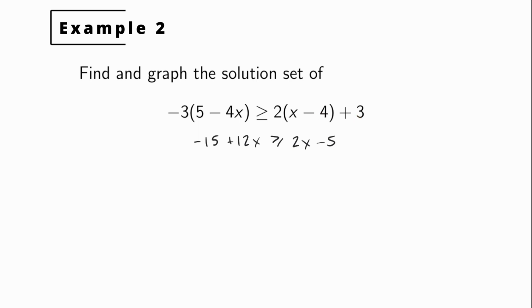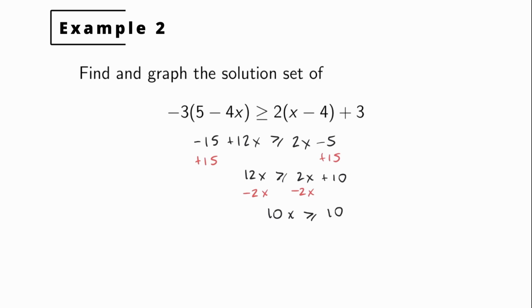Okay, and now I'm going to add 15 to both sides of the inequality. That gives me 12x is greater than or equal to 2x plus 10. And I can subtract 2x from both sides. That will get all my x terms to one side. And that leaves me with 10x is greater than or equal to 10.